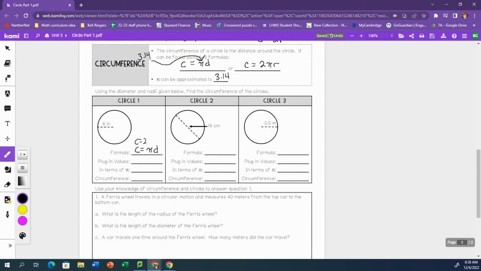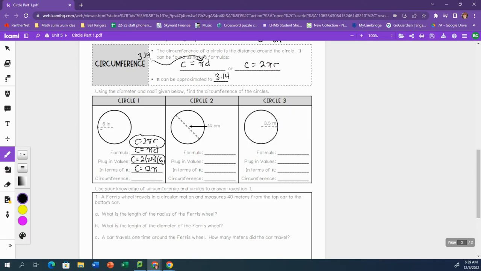C equals 2 pi r or pi diameter. Now, in this case, you might want to use C equals 2 pi r because you know the radius. You don't know the diameter. Okay, so let's just plug in the values. So C equals 2 times 3.14 times, we know the radius is 6. So we can plug that in. In terms of pi, we're going to just leave it as C equals 12 pi.